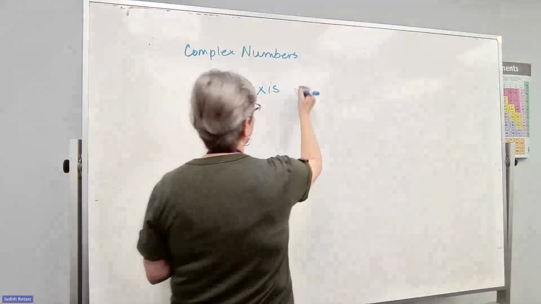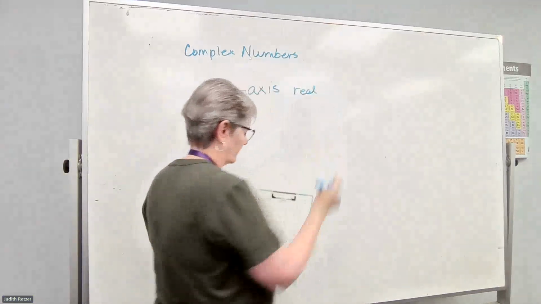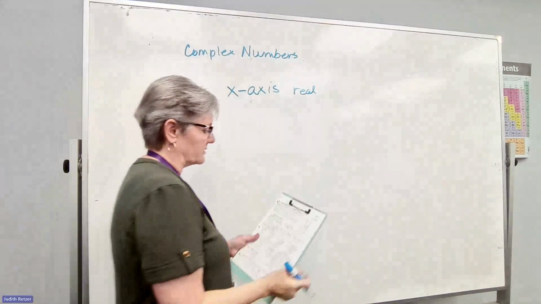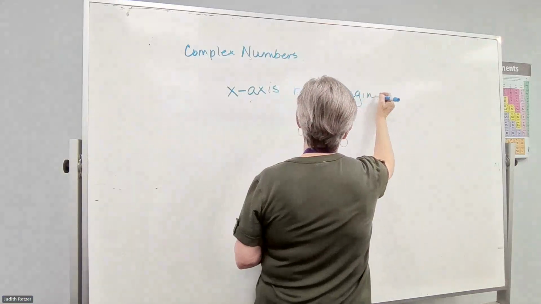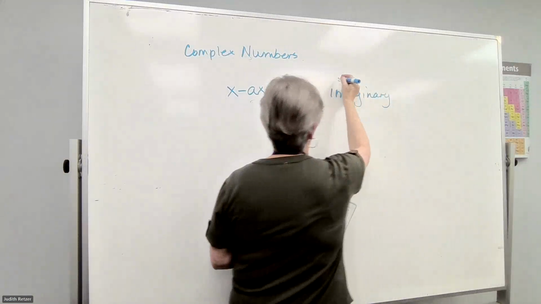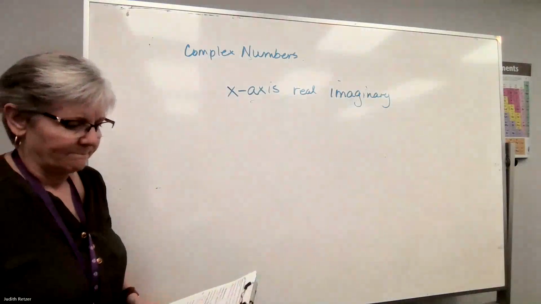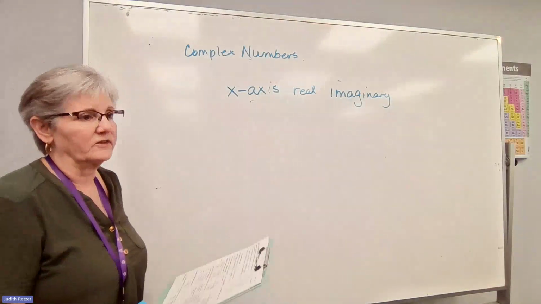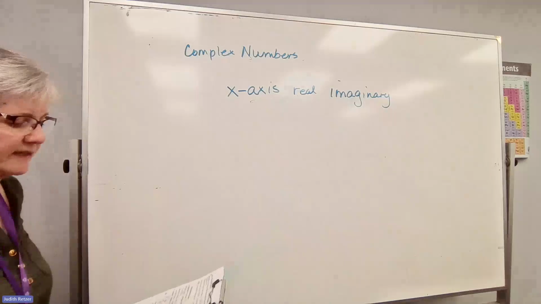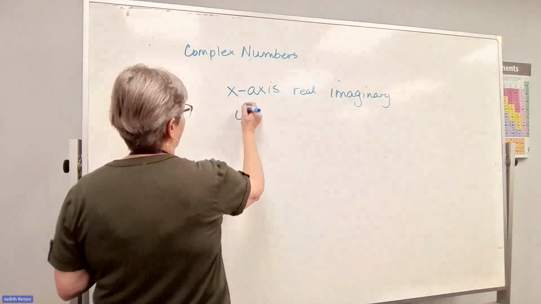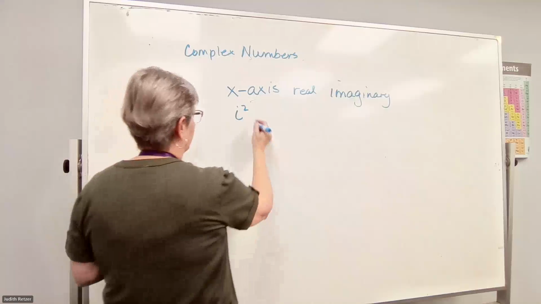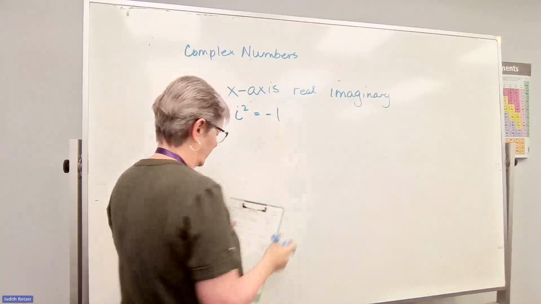Therefore, there are no real solutions to this problem, only imaginary. So the first thing that we're going to deal with is pure imaginary numbers. An imaginary unit is defined as i squared equals -1.